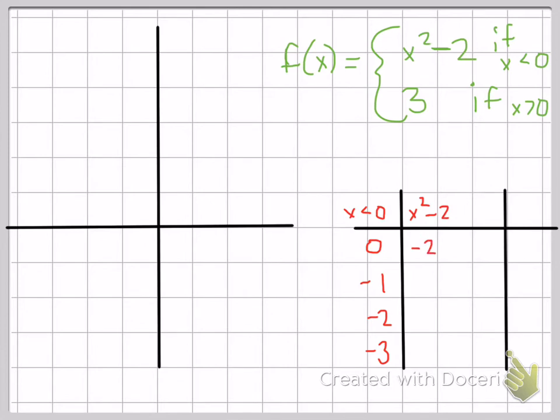If I plug in -1, -1 squared is 1, 1 minus 2 is -1. -2 squared is 4, 4 minus 2 is 2. -3 squared is 9, 9 minus 2 is 7.